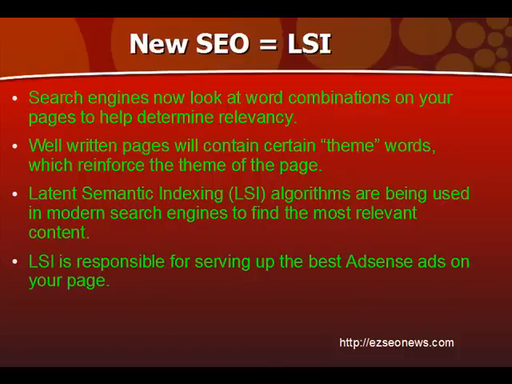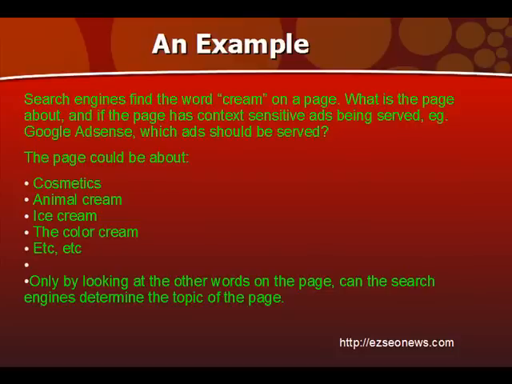Now let's have a little look at an example here of how this might work. Supposing a search engine is looking at web pages, indexing new pages, and it finds a web page with the word cream on it. Now just based on the word cream, it's impossible for the search engine to know what that page is about. It could be about cosmetics, which use creams and lotions. It could be about an animal cream that comes out from cows and goats and sheep. It could be ice cream, or the color cream, or probably a lot of different other contexts.